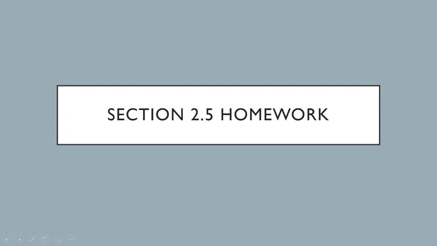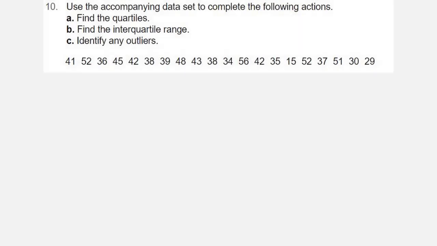We're looking at homework from section 2.5. This is question number 10. Use the accompanying data set to complete the following actions. Find the quartiles, find the interquartile range, and identify any outliers.